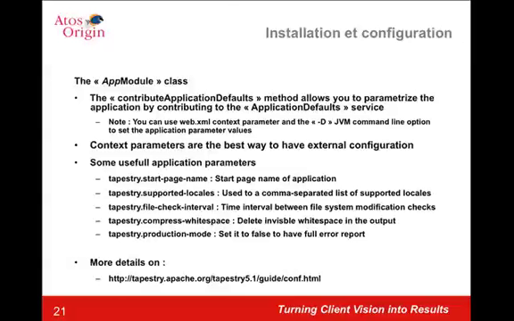Here are some very interesting symbol constants. The tapestry.start-page-name is the name of the page that will be rendered for the root URL. tapestry.supported-locales, the comma-separated list of supported locales. tapestry.compress-whitespace suppresses all the white space in the generated HTML page. tapestry.production-mode, a flag indicating whether the application is running in production or in development. In development mode, we will have access to some interesting functionality, for example, a complete error report page.